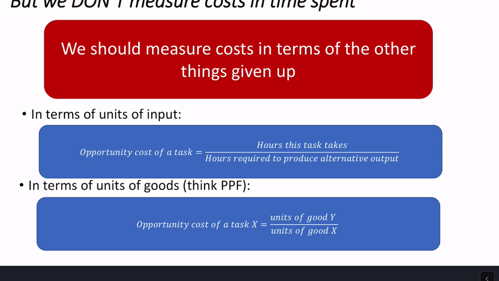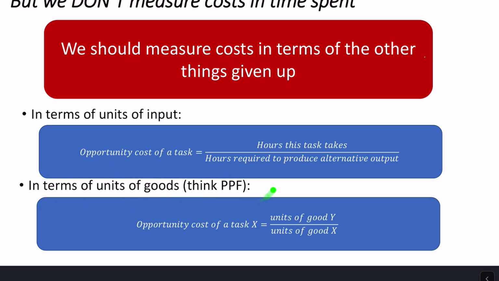Absolute advantage was all about measuring the cost of production and time spent, but we don't want to measure cost and time spent. We want to measure cost and opportunity cost. So we should measure cost in terms of the other things that are given up to produce that good. In terms of an input, the opportunity cost of a task is the hours this task takes and the hours required to produce the alternative output, the other thing. The other way to think about it is in terms of units of goods.